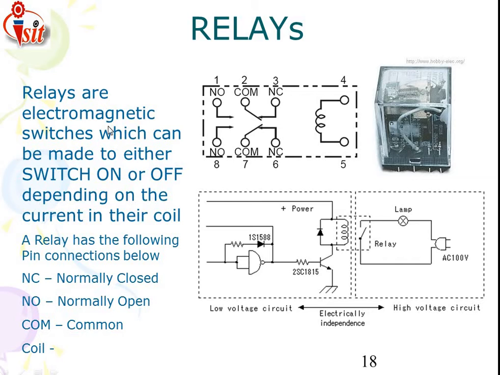The relays. Relays are electromagnetic switches which can be made to either switch on or switch off depending upon the current in their coil. The relay has the following pin connections below. NC means normally closed, NO means normally open, COM means common, and coil. This is pin number 1, 2, 3. NO normally open, COM means common terminal, and NC means normally closed pin terminal. This is all the circuit diagram related to the relay.